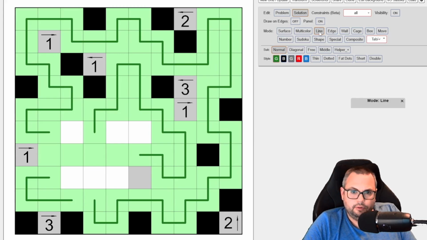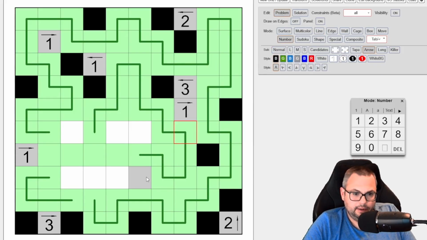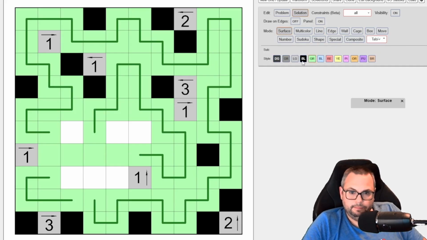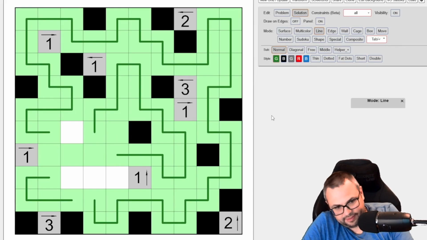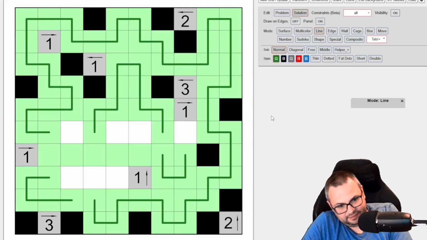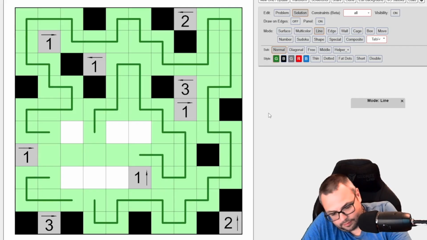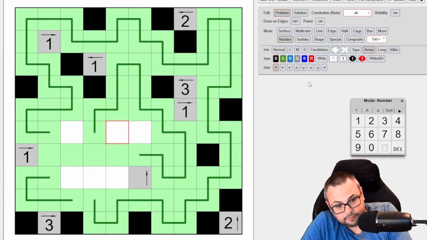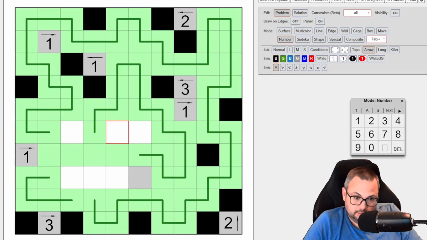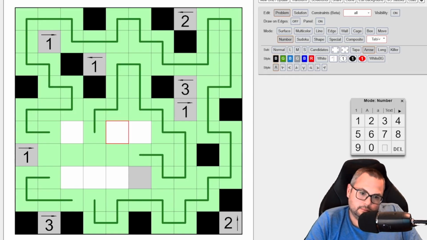A pretty natural clue here, I think, would be a 1 up. That should force that to be shaded, this to be unshaded. Oh, nope, that doesn't work. That creates a mini loop out of this. Could be a 0 up. That might work.